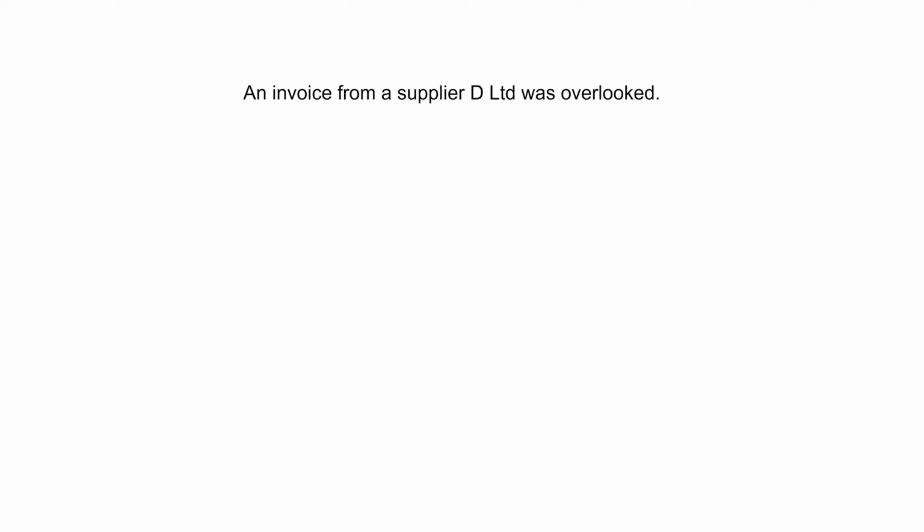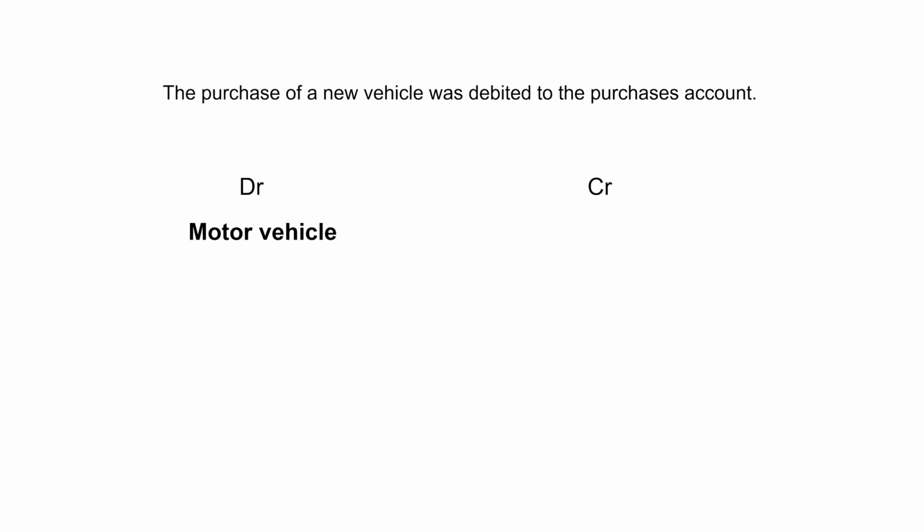An invoice from a supplier, D Limited, was overlooked. Debit purchases, credit accounts payable D Limited. The purchase of a new vehicle was debited to the purchases account. Debit motor vehicle, credit purchases.